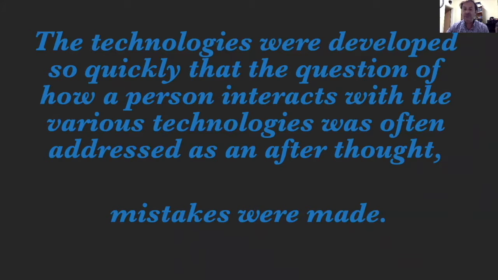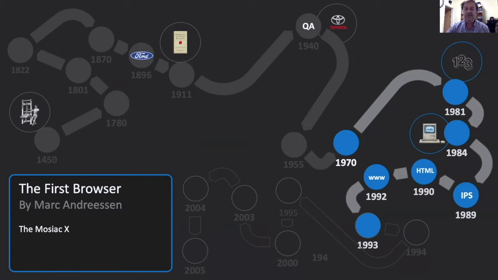The technologies were developed so quickly that the question of how a person interacts with various technologies was often addressed as an afterthought. Mistakes were made. Until 1993, computing technologies were developed and evolved in parallel. The interrelated technologies, such as screens, cameras, hand controls, and keyboards, were all developed separately. These technologies were often flawed in their design.